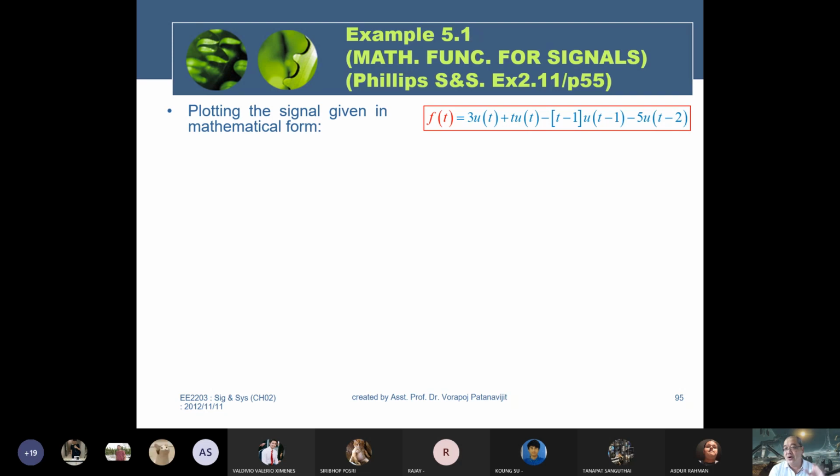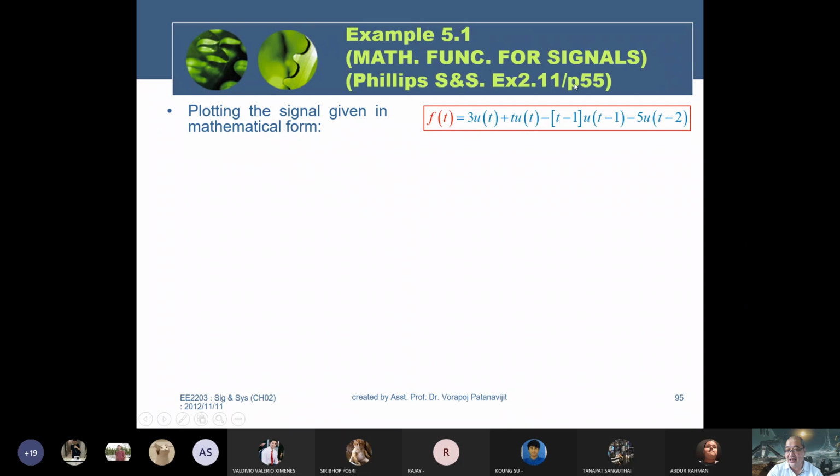The first one, I will give you the equation and teach you how to draw the graph from this equation. I will show you in a real example. When you find the function f(t) equal to 3u(t) plus t u(t), you separate each term, making them simple terms. A simple term can be split by the addition or subtraction operator.